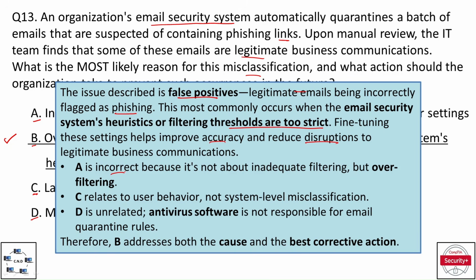Option A is incorrect because it's not about inadequate filtering but over filtering. Option C relates to user behavior, not system level misclassification. And option D is unrelated. Antivirus software is not responsible for email quarantine rules. Therefore, option B addresses both the cause and the best corrective action.